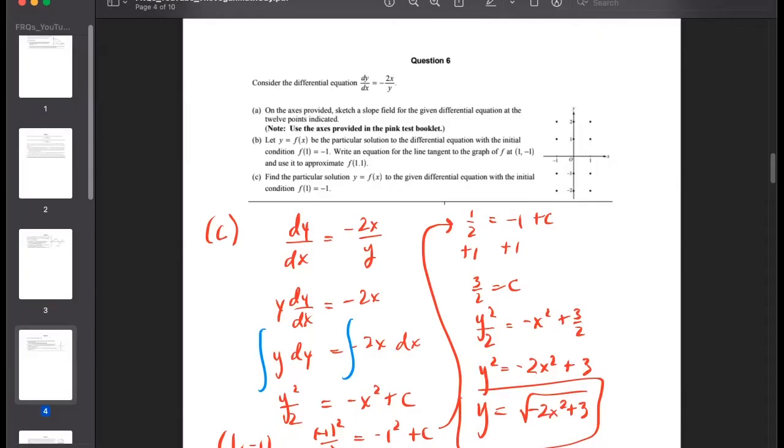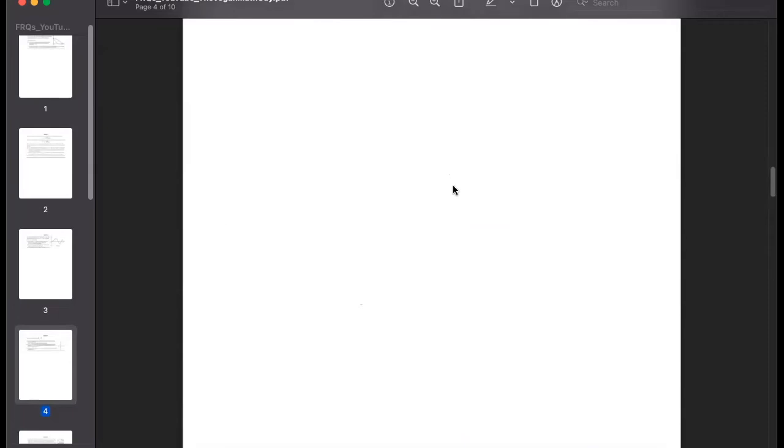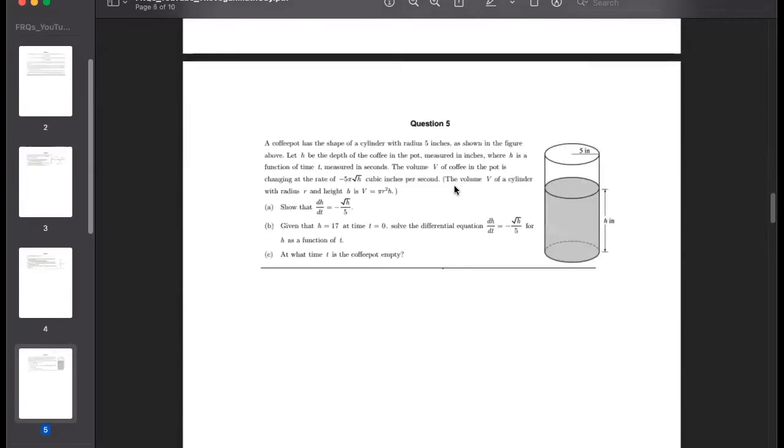This is one of the easier problems that you can encounter on the exam. Slope field, usually they want you to find an approximation, just like part B, and then part C is not a surprise. They want you to find the particular solution given the initial condition. All right, let's go ahead and move on to the next problem.